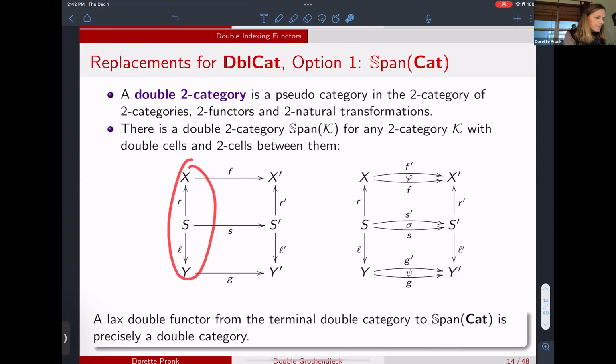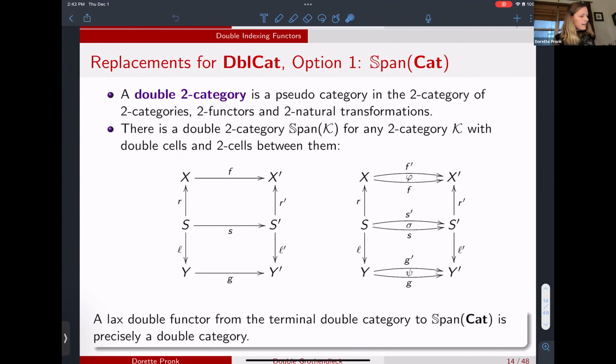Vertically, we're using spans, and then double cells are what people have used before in this conference. And then we also have two cells between them where we are asking for a triple of two cells in the surrounding category, but that satisfy the cylinder commutativity conditions. So if I compose sigma with r prime, that's the same as composing phi with r, and similarly on the bottom of that diagram.